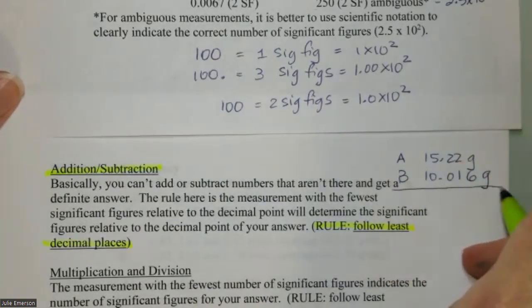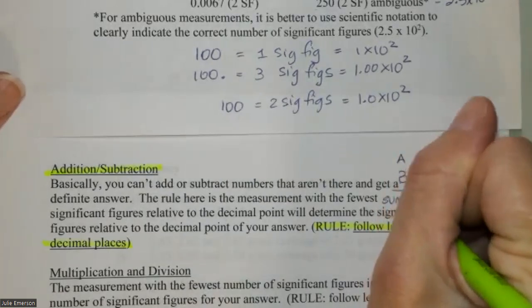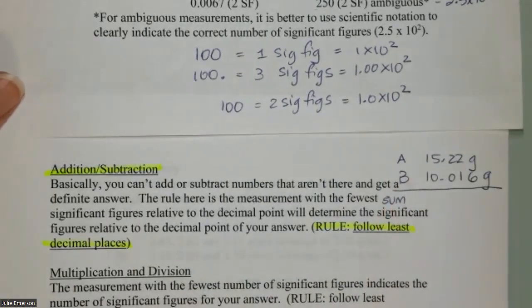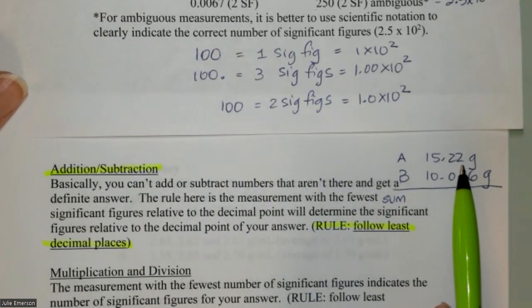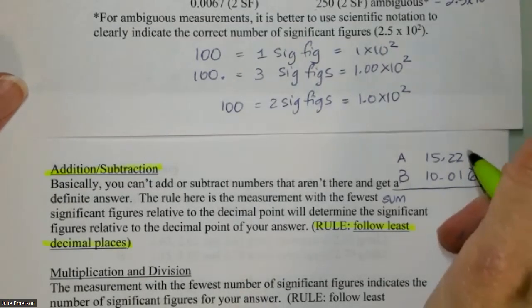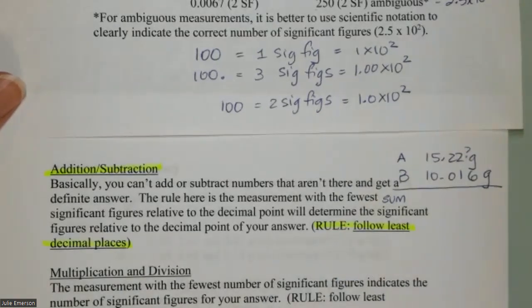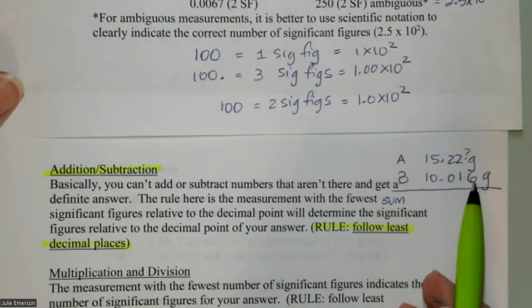If I ask you to add those two together, what is the sum of the mass of object A and object B? The idea is that the first measurement, the 15.22 on the triple beam, is not calibrated to give me that third decimal place. So I don't know what that number is, because that device can't do that. It just isn't calibrated to do that, which means I can't say for sure that the 6 is going to stay a 6.